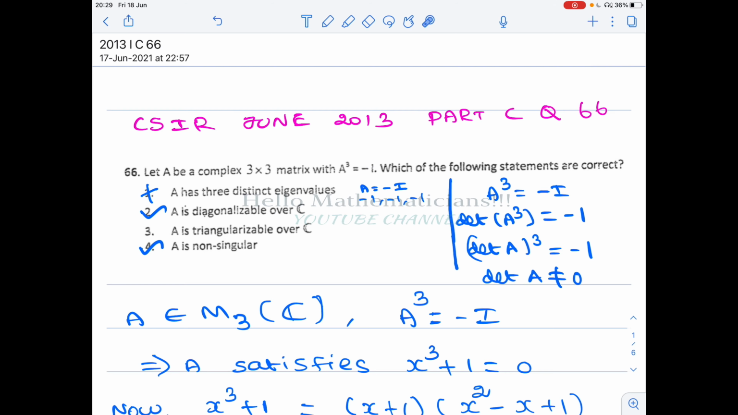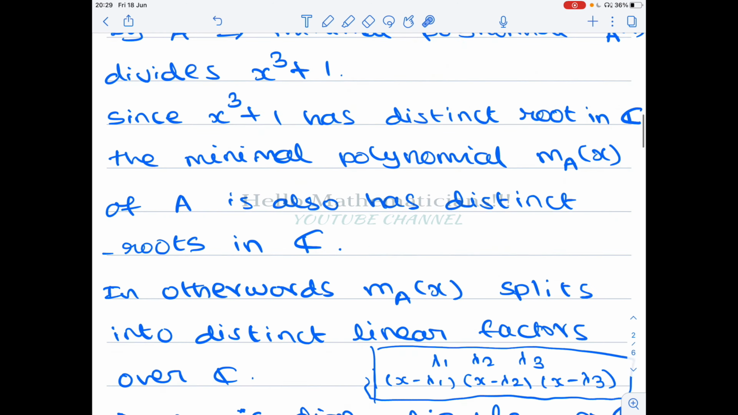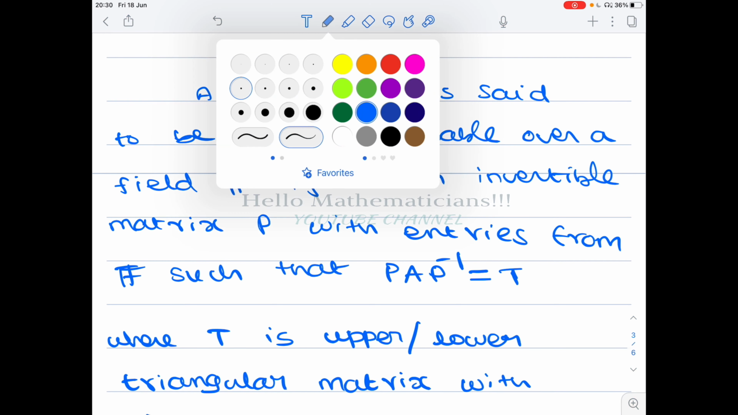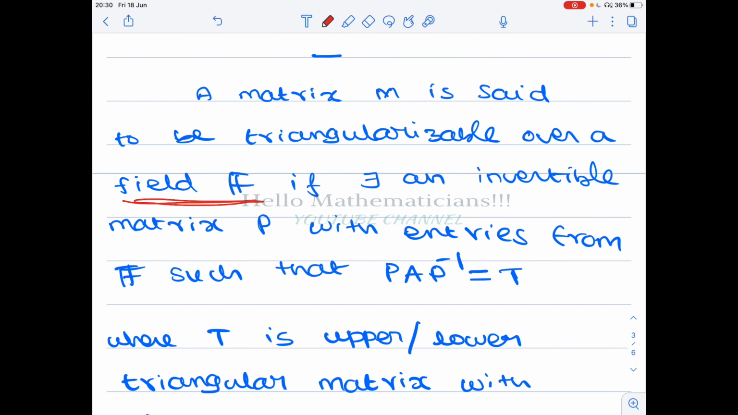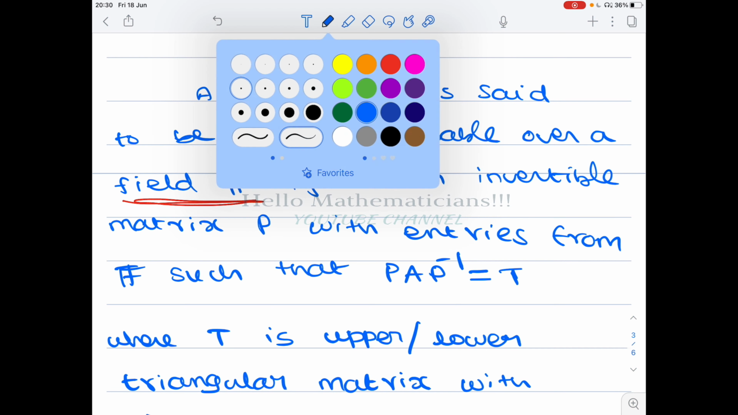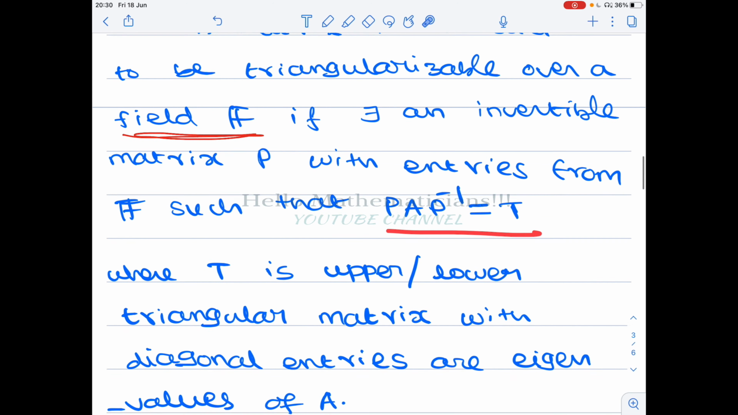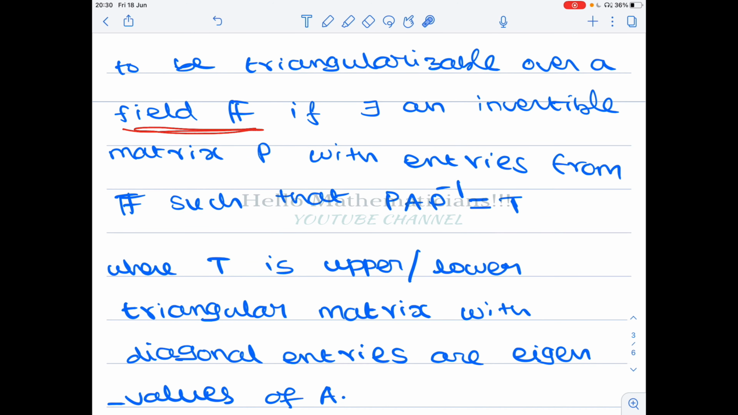That is one thing. Now we'll talk about triangularizability. I will say what it means to be triangularizable. If you know the definition of diagonalizable matrices, then the definition of triangularizable matrices is similar. A matrix A is said to be triangularizable over a field F. That is what is important: always we have to say triangularizable over what field. So triangularizable over a field F if there exists an invertible matrix P with entries from the field F such that PAP inverse equals T, where T is an upper or lower triangular matrix.